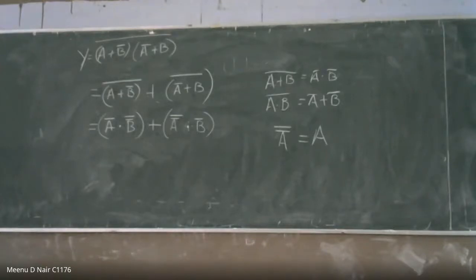Yes, got an answer from C section. A bar B plus A B bar. So what is A bar B plus A B bar? No answer from A and B section. Is that correct? The answer is correct. A bar B plus A B bar. What is A bar B, A B bar plus A bar B? So what is the answer, guys?